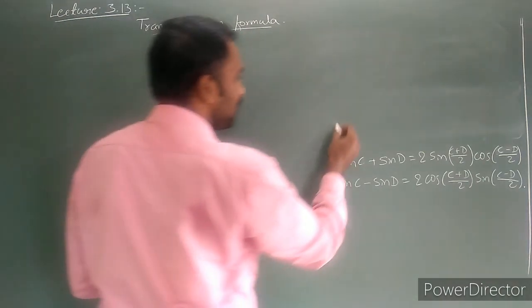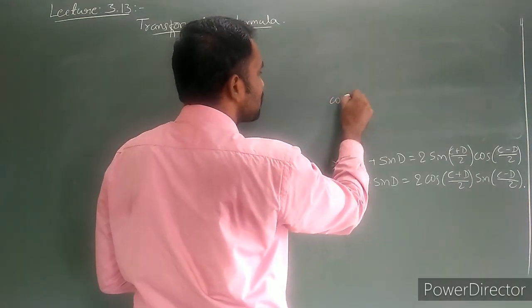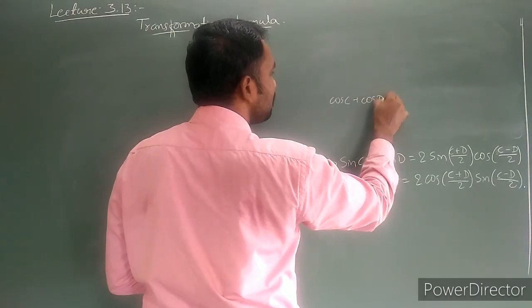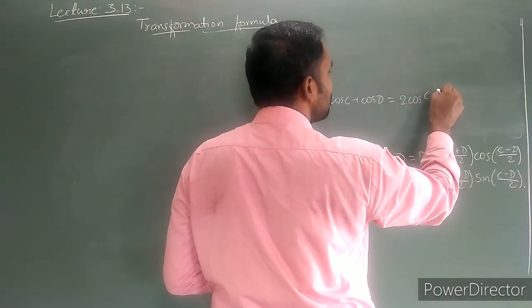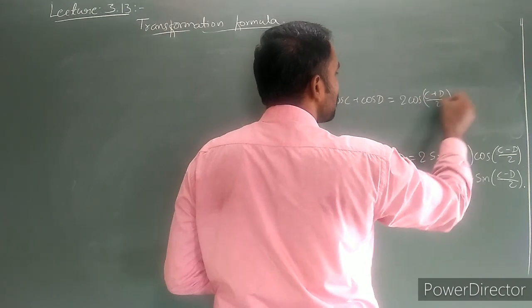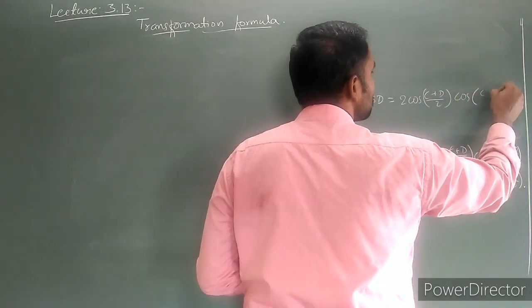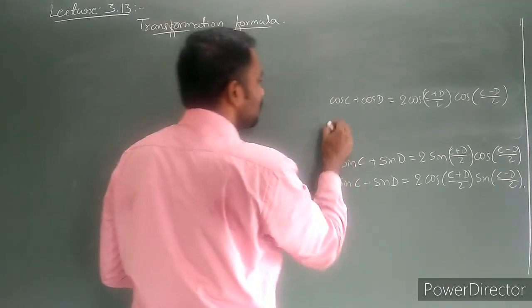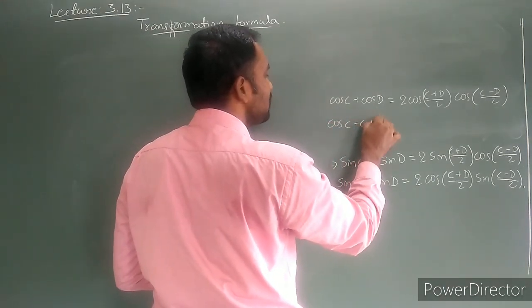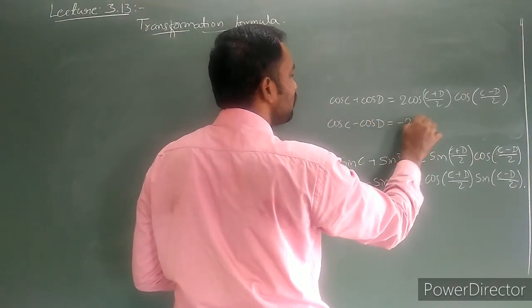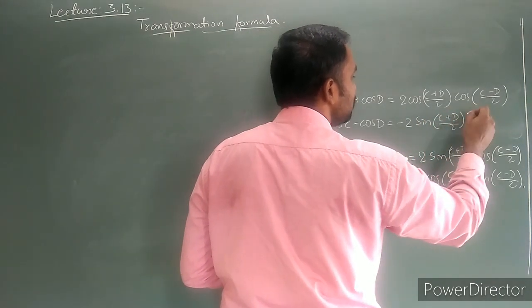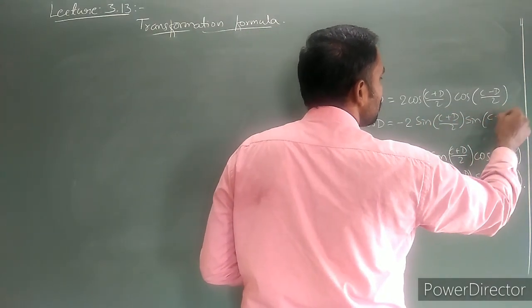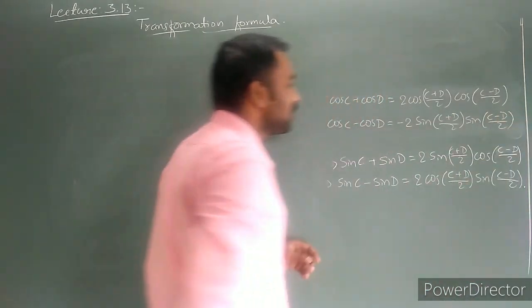So here, first of all, I just write cos C plus cos D is equal to 2 cos of (C plus D) by 2 into cos of (C minus D) by 2. Similarly, cos C minus cos D is equal to minus 2 sin of (C plus D) by 2 into sin of (C minus D) by 2.